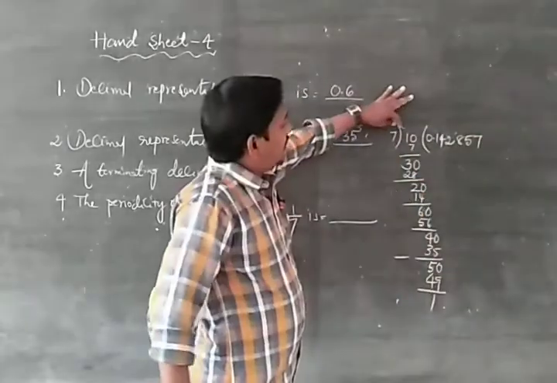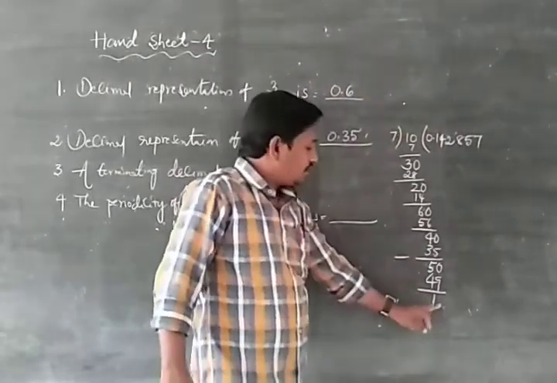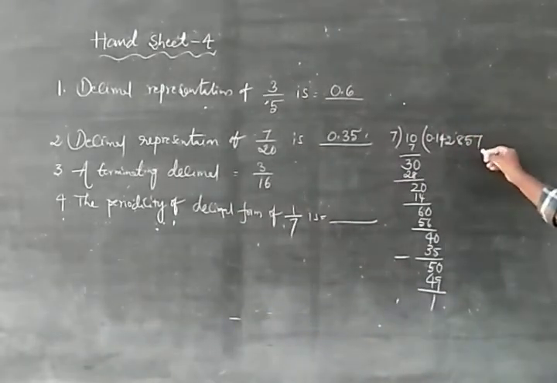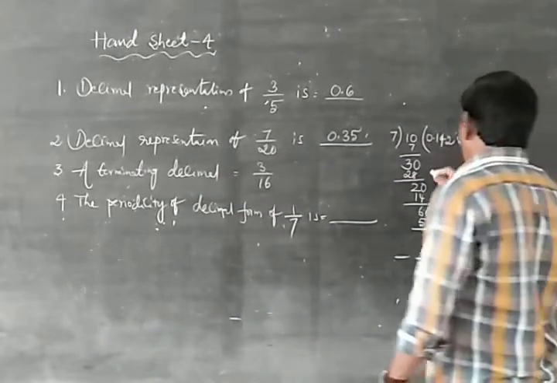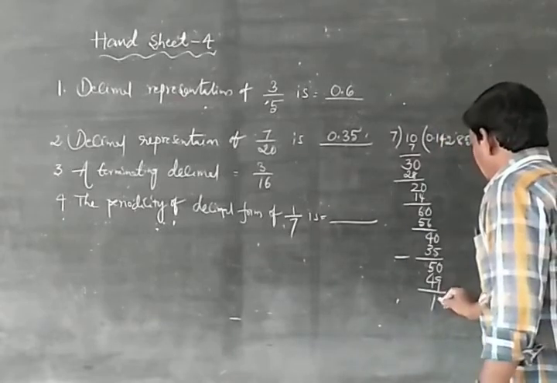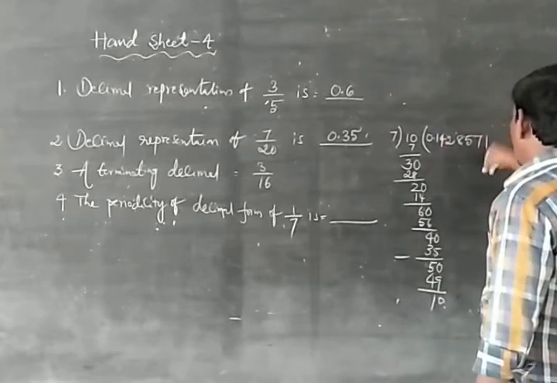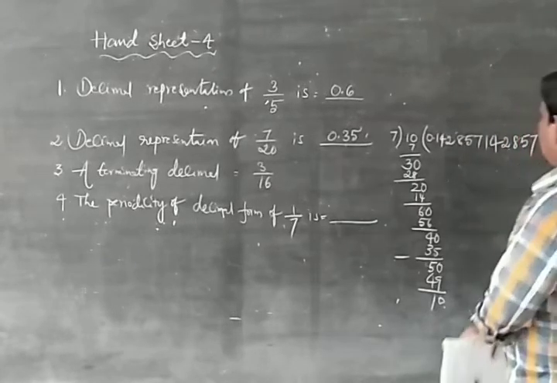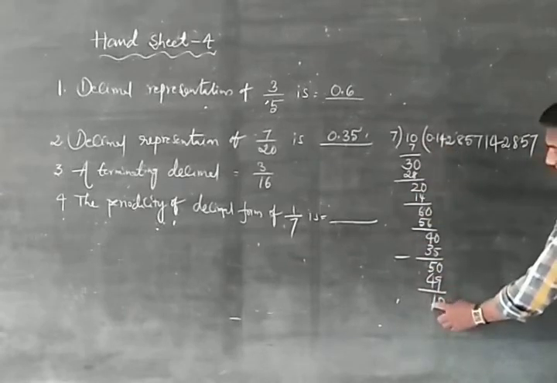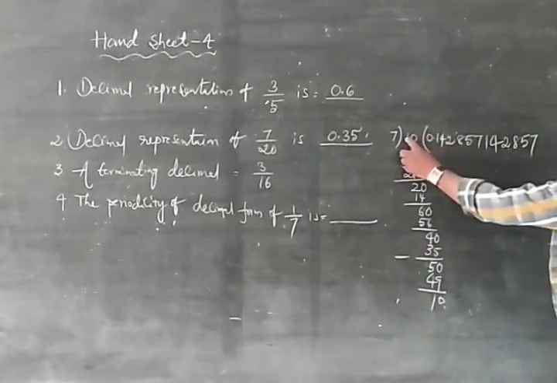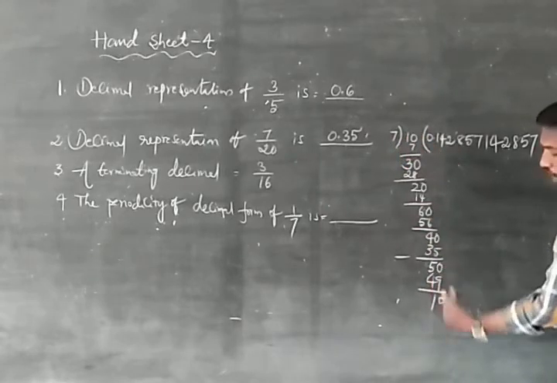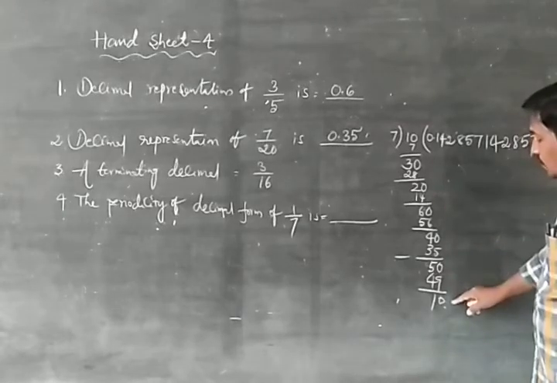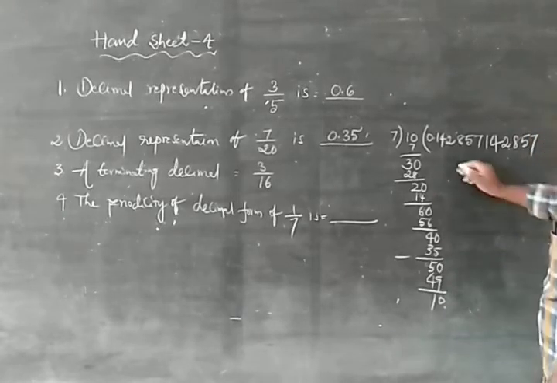Here the division starts from 1. Again 1. So 1, 4, 2, 8, 5, 7 all repeated. Again write 0. 1, 4, 2, 8, 5, 7. So 1 is repeated; the division starts from 1 again. So continue the division until we get 1 as the remainder.